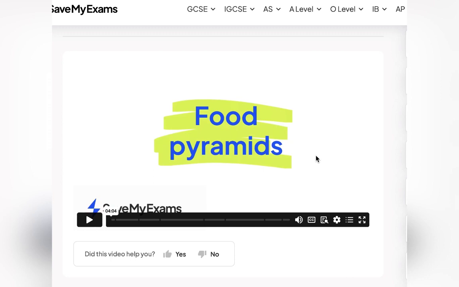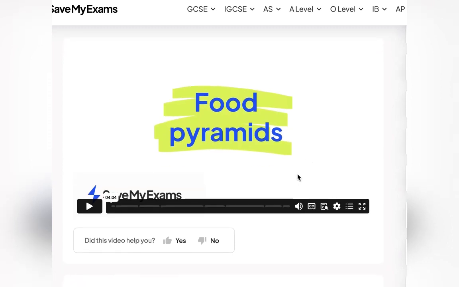So before we talk about the pyramid, we're going to look at this tutorial. We have three different types of pyramid: pyramid of numbers, pyramid of biomass, and pyramid of energy. We're going to explain each of these. But before we do that, let's quickly take a look at this tutorial once again.